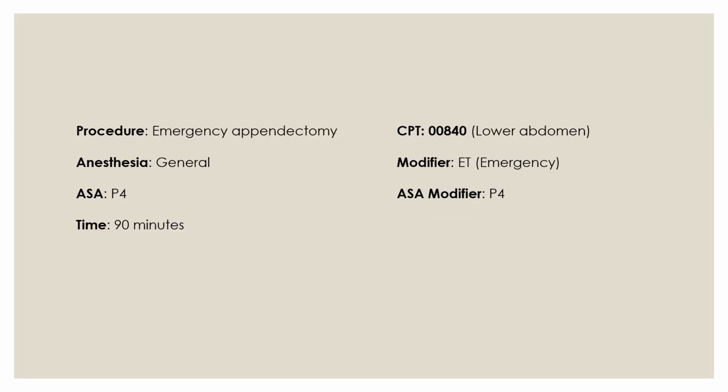This is an emergency appendectomy. Now, emergency procedures require the ET modifier for emergency. They have general anesthesia. The ASA is P4. The patient's condition places them at high risk, thus supporting the P4. The time is reported as 90 minutes. The CPT code would be 00840, anesthesia for the lower abdomen, modifier ET for emergency, and the ASA modifier P4.